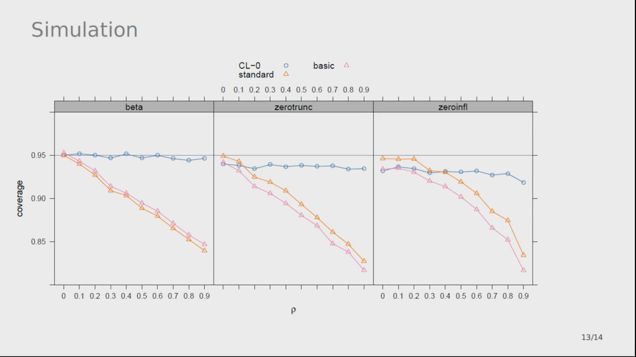Okay, and further results: we have a look at the performance of clustered standard errors for beta regression, the beta distribution, zero truncated Poisson, and zero inflated Poisson distribution. A similar picture emerges as before. Clustered standard errors perform quite well for all response distributions and cluster correlations. Here, consider the changed scaling of the y-axis, so here we have an error scale. But again, our standard and our basic sandwich standard errors are underestimated, the more so the higher the cluster correlation, which is, of course, no surprise. As I already said, these do not account for the clustering structure.